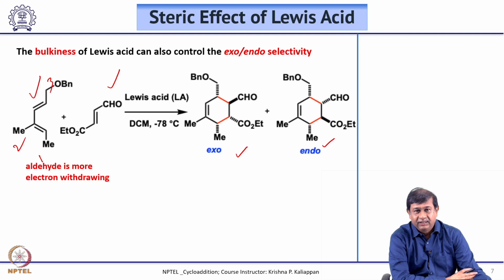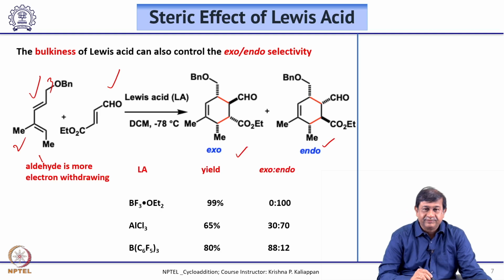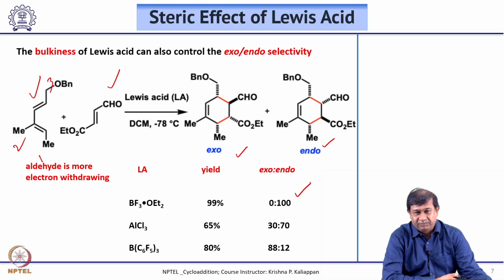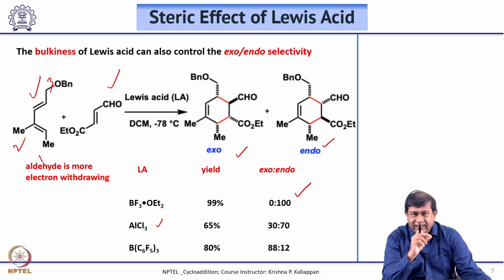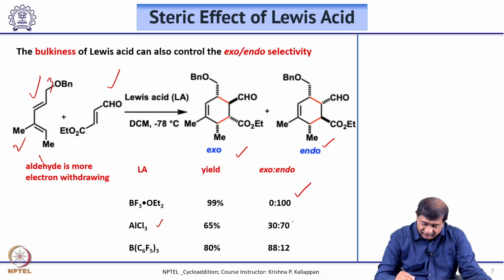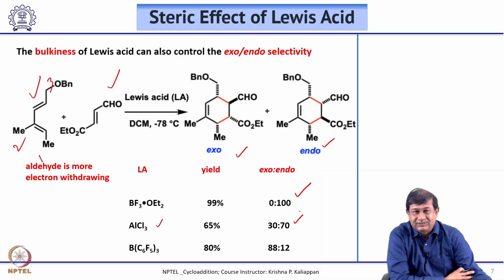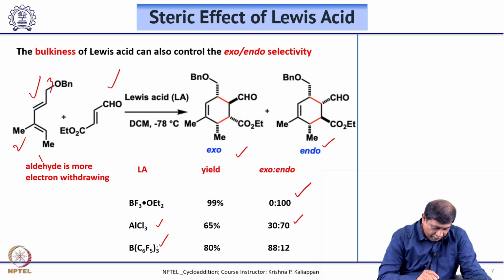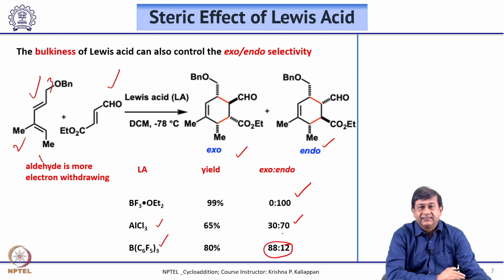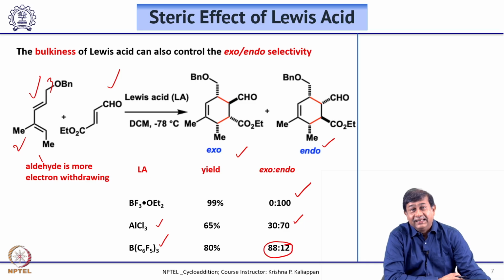For example, if you use BF3 etherate, okay, you get exclusively endo as the major product. From BF3 etherate, if you go to aluminum chloride, which is slightly bulkier than BF3 etherate, then the ratio changes to 3:7, still in favor of the endo product. However, if you use a bulky tris(pentafluorophenyl)borane, okay, now the ratio completely changes. Now it is in favor of exo.